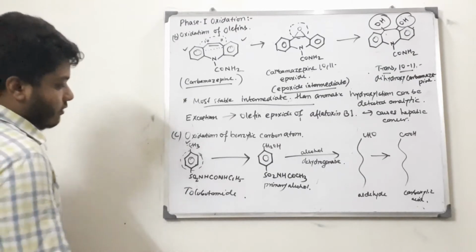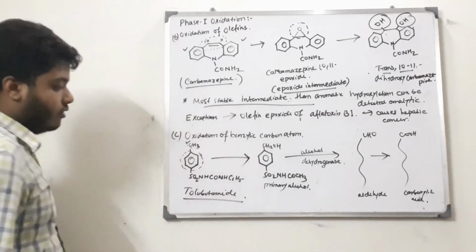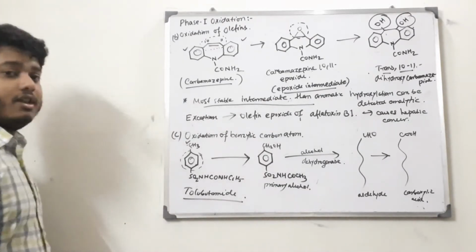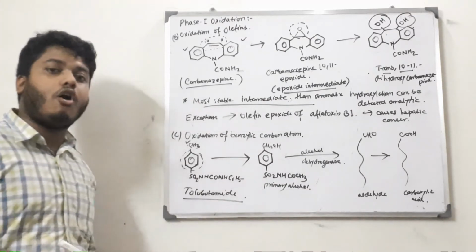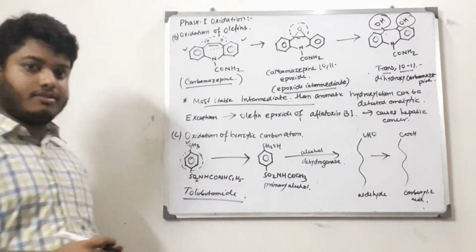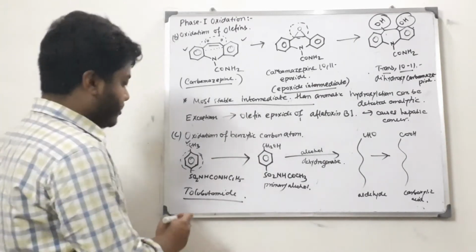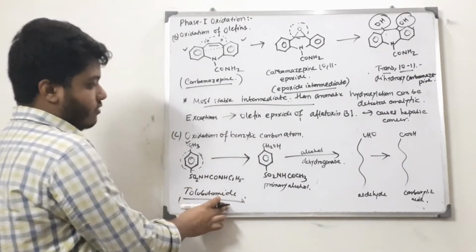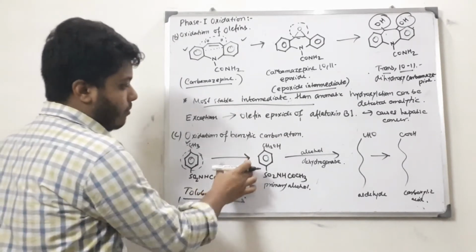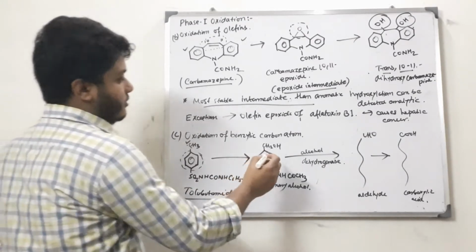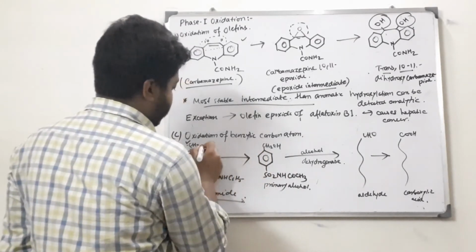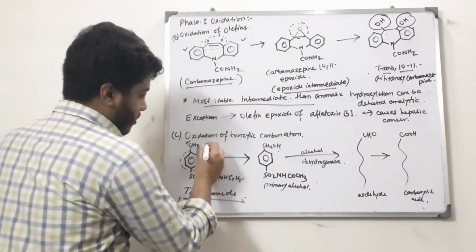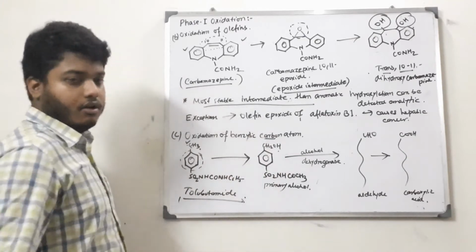Now in case of tolbutamide, which is generally a sulfonylurea group of anti-diabetic drugs, these generally undergo metabolism by a hydroxylation reaction, that is, an OH group attached to the benzylic carbon of the system.